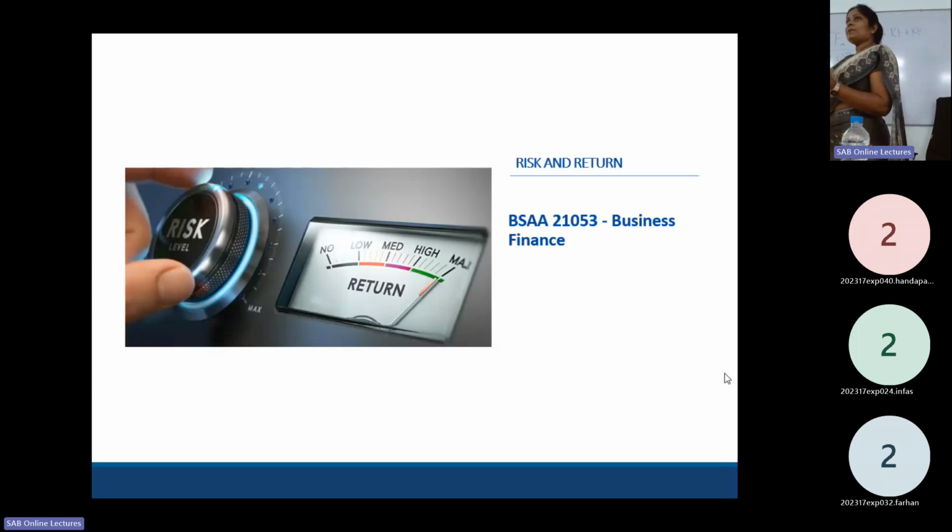Required rate of return is equal to the risk-free rate of return plus a risk premium. The risk-free rate of return is the time value of money plus the risk-free component. Here the risk-free rate of return again includes two components: the real rate of return and expected inflation. So this is the formula for calculating the required rate of return.